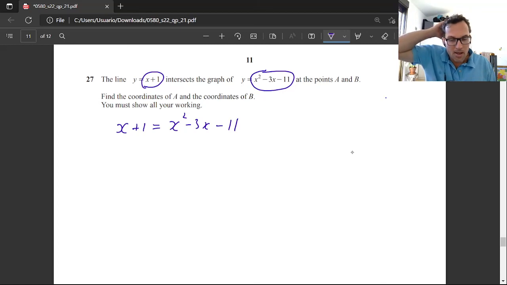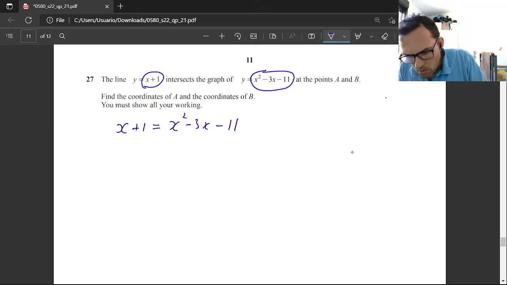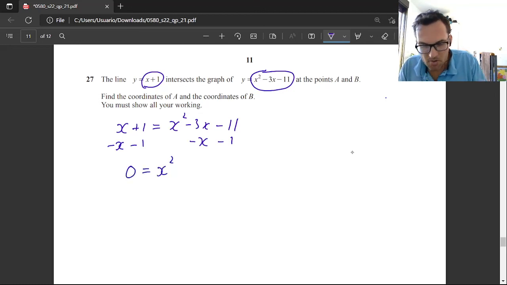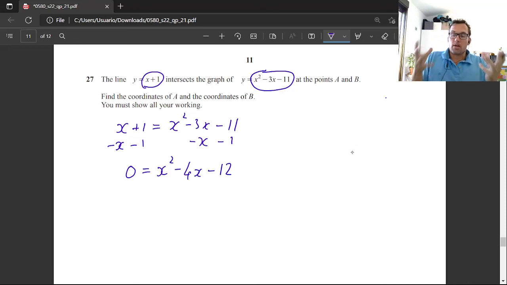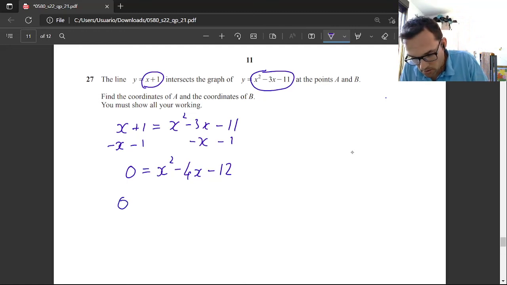Okay. Now we're going to rearrange it to set it equal to 0, which means we need to subtract the x and we subtract the 1. So we subtract the x, we subtract the 1. Meaning over here we'll have 0, and there we have minus 3x minus 1x is minus 4x, minus 11 minus 1 is minus 12. Okay, recognize quadratic equation. We need to factorize into two brackets because we have two answers as well. So 0 will equal x.